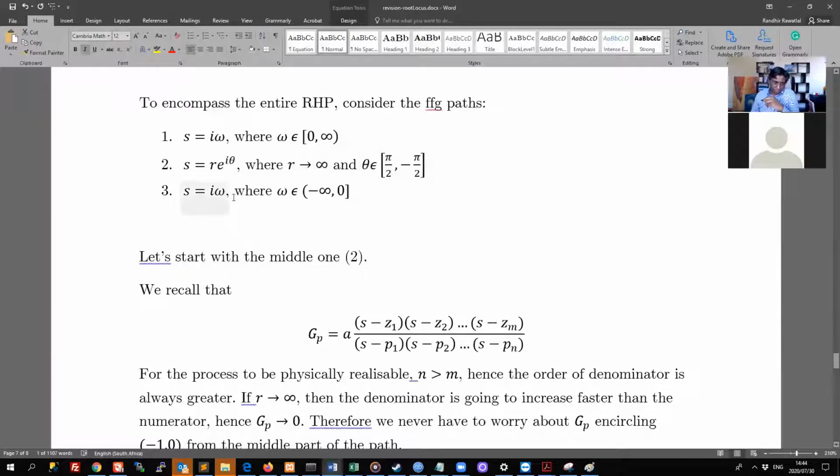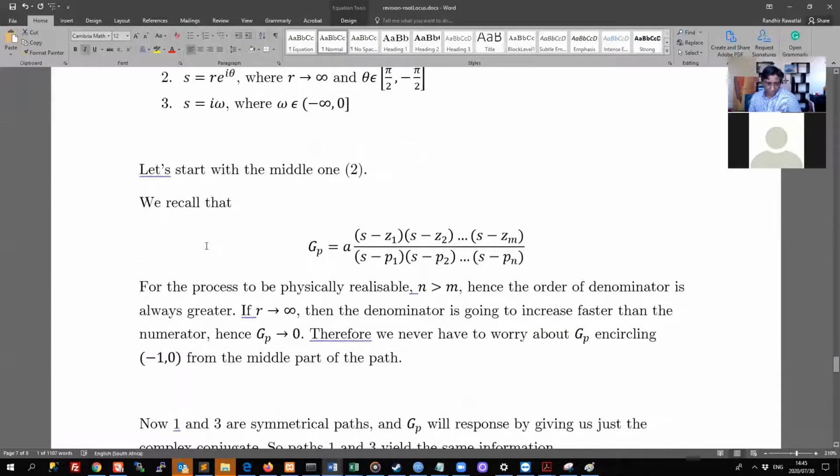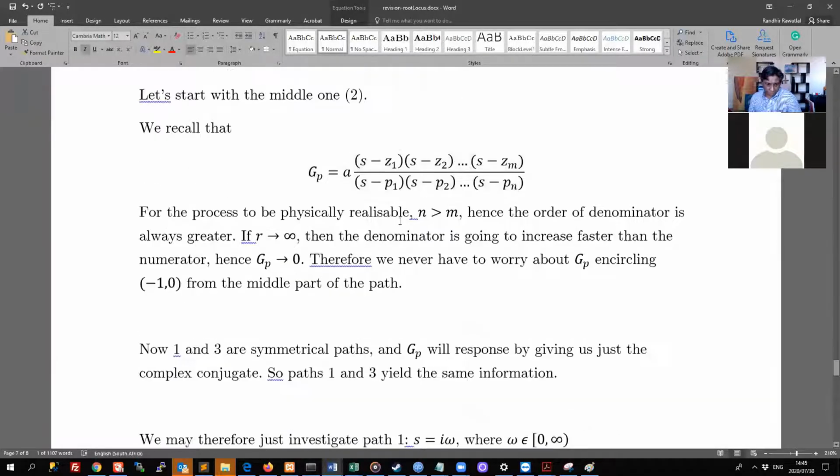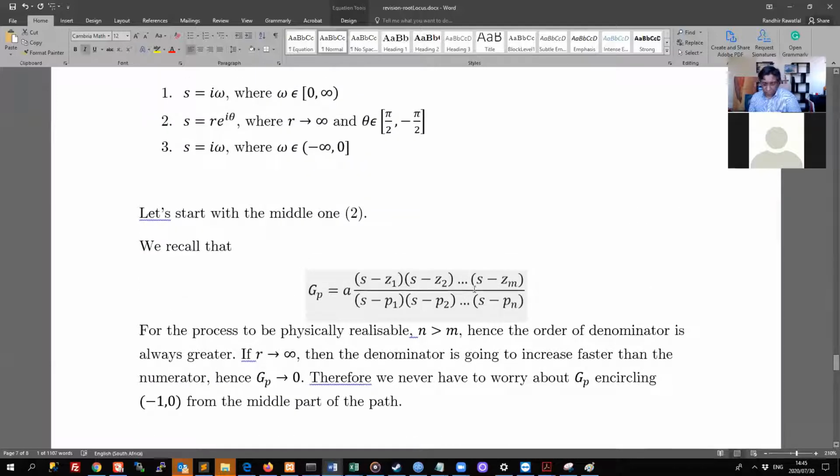So here S equals I omega, where this time we are going from -infinity to 0. So I think you'll agree then that you start from the origin, go straight up, circle right around, and then comes back up to that point. That means you've fully encircled the right-hand plane. So that's how we can define our path encircling that plane. And then we look for number of zeros and poles and all the rest of it.